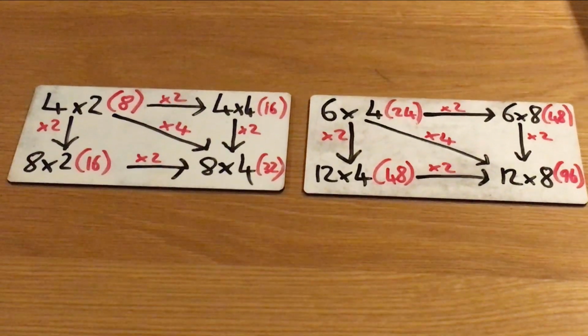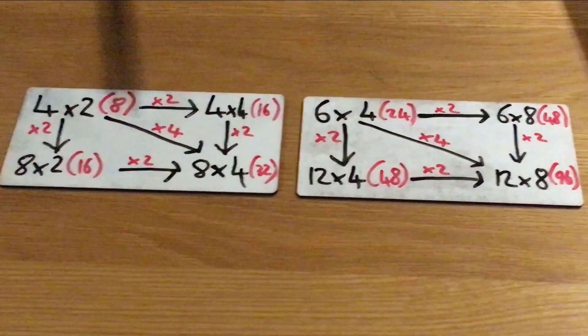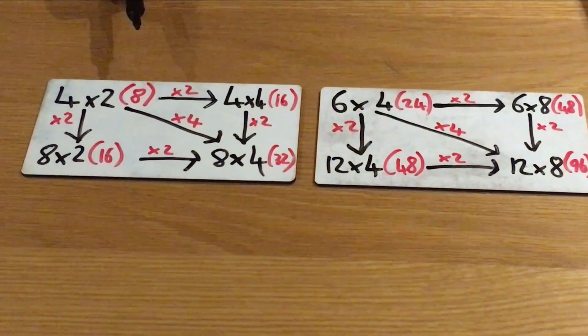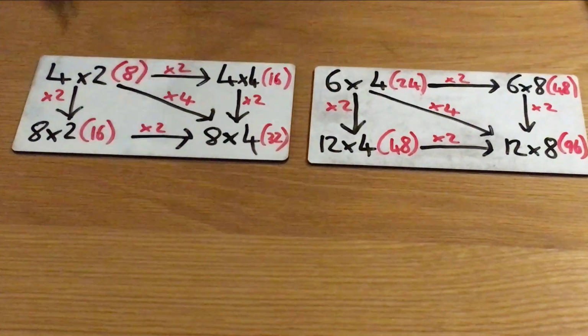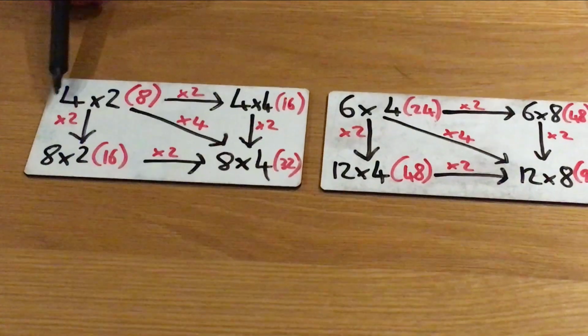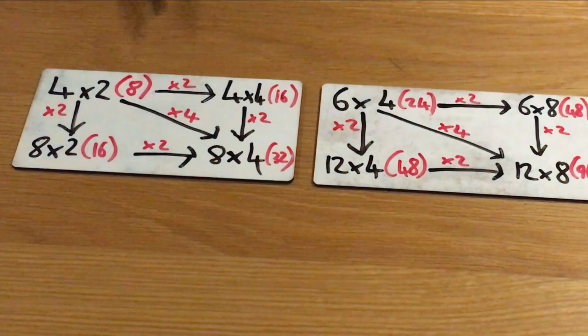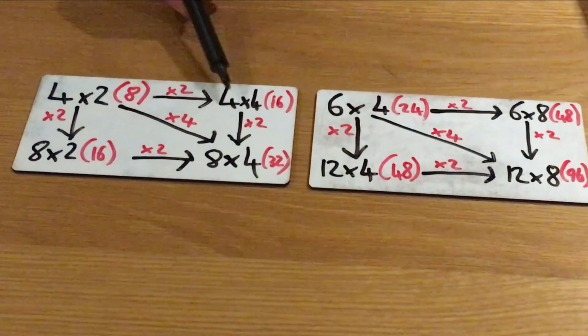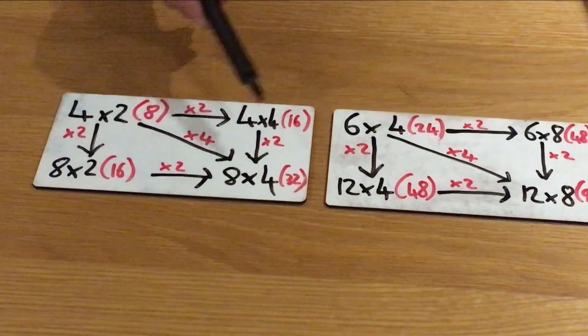Hopefully, what you've been able to see, you should know all these answers anyway, because these are all known facts, but this just proves how the strategy works. 4 times 2 is 8, so if we double the first number, we end up with doubling the product. 4 times 2 is 8, 8 times 2 is 16. If we double the multiplier, 4 times 2 becomes 4 times 4. You'll notice those two products are always the same.